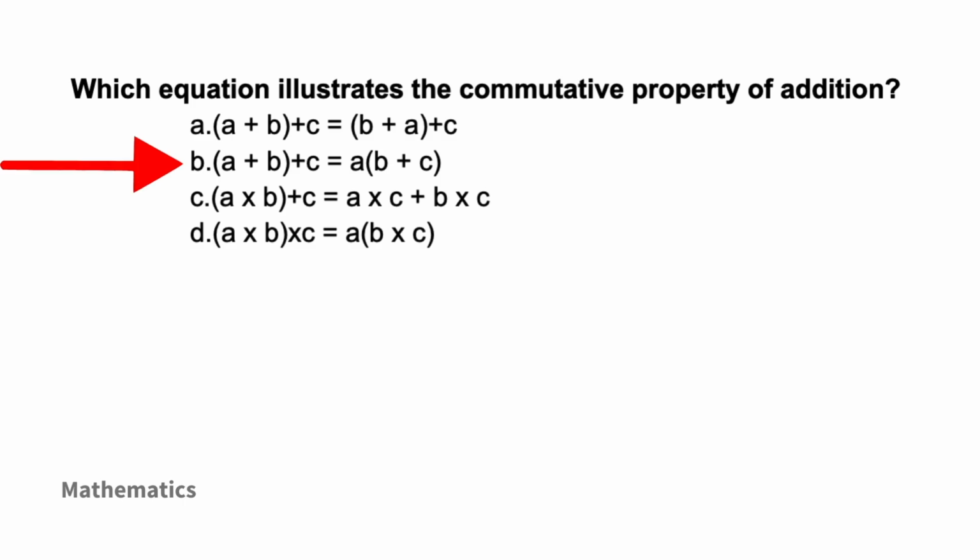So option B is incorrect, as it suggests actually the distributive property. Option C represents the distributive property, not the commutative property. And then option D shows the associative property of multiplication, not the commutative property. Therefore, option A is correct.